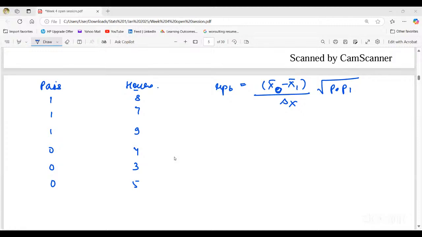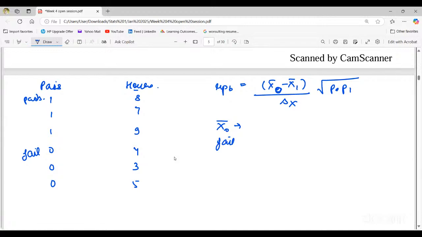Yes, you can say that, like the number of people who fail, with 0 representing the fail, right? Okay, so x bar 0 is considering one set of values, which I'm considering as fail. So this is the mean of the number of students who are getting fail. So this is 4, 3, and 5. So I would be calculating this mean, correct?